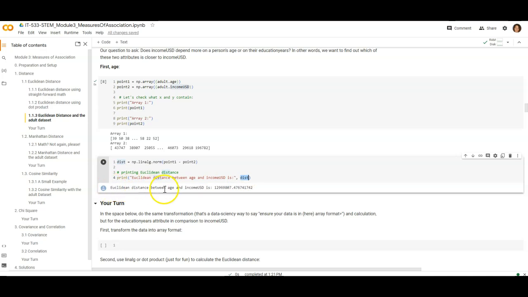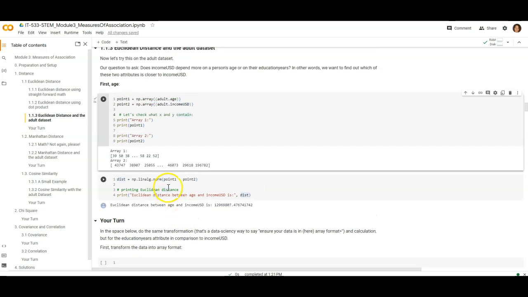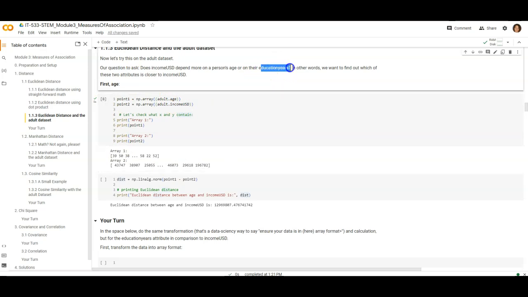So we're seeing that the Euclidean distance between age and income USD is, and then this number. Now your job is to do exactly the same thing, but not between adult age and adult income USD, but between adult education years and income USD, and then to compare the output of the Euclidean distance. Wherever you see the smaller number, this is where you will find the two attributes more closely related than the other attribute with income USD.